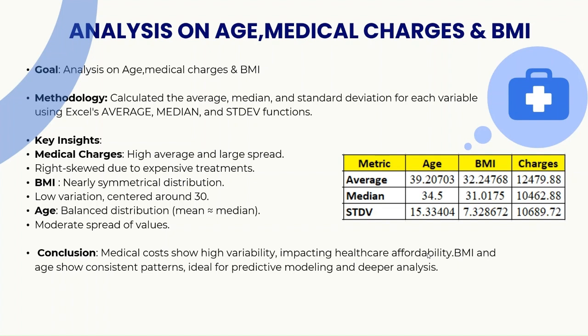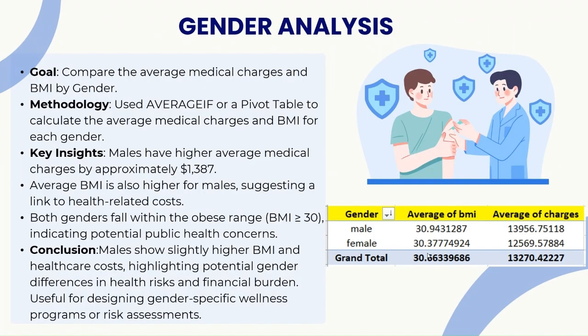If we check the conclusion, medical charges are highly variable and right skewed, highlighting the impact of high-cost outliers. BMI and age distributions are relatively stable with low skewness and moderate spread, making them suitable for regression and correlation analysis in the further steps. We'll go to the next slide, that is the gender analysis.